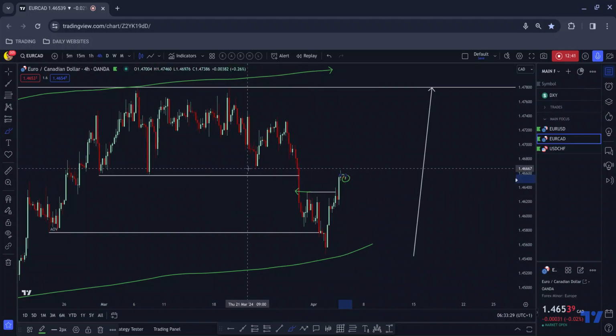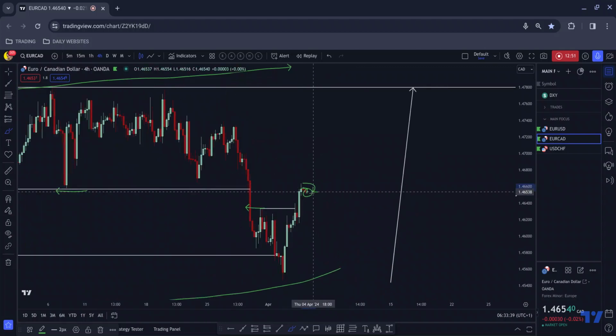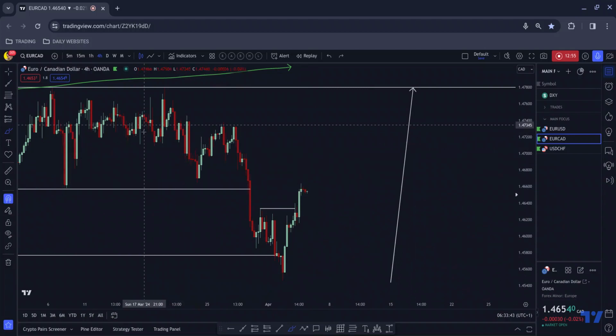Okay. One of the reasons this is slightly lower down on the list is because we're kind of correcting through here. You could argue we're retesting the back end of that, but we're kind of correcting through it and not below it. So that is a positive. So what I'll be looking for from this pair today is the following.